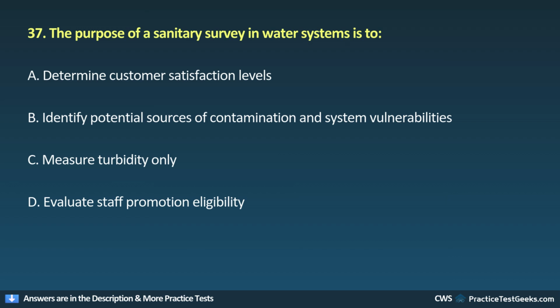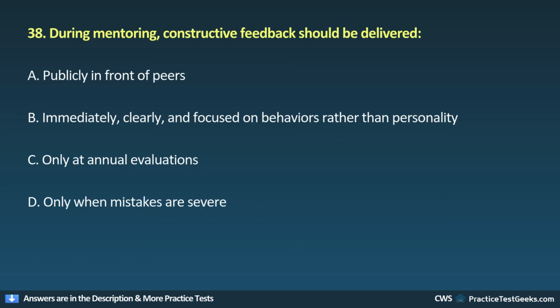37. The purpose of a sanitary survey in water systems is to A. Determine customer satisfaction levels. B. Identify potential sources of contamination and system vulnerabilities. C. Measure turbidity only. D. Evaluate staff promotion eligibility.